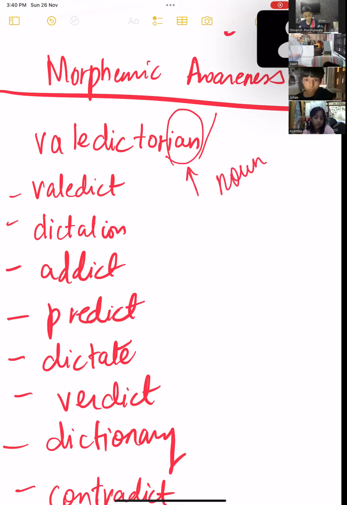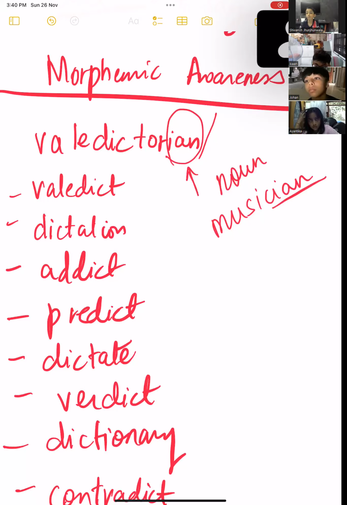Let me give you some examples. Musician. Anything else? Pediatrician. Yes. We go to see our doctors, right? A doctor is called a pediatrician. So musician, pediatrician. Anything else that comes to your mind? Ma'am, nutrition. Okay. So next is dictation.